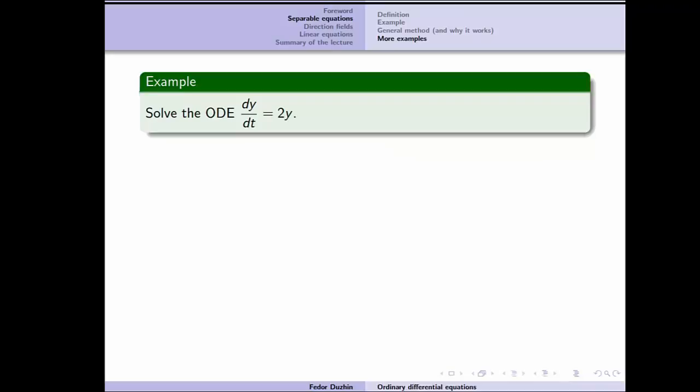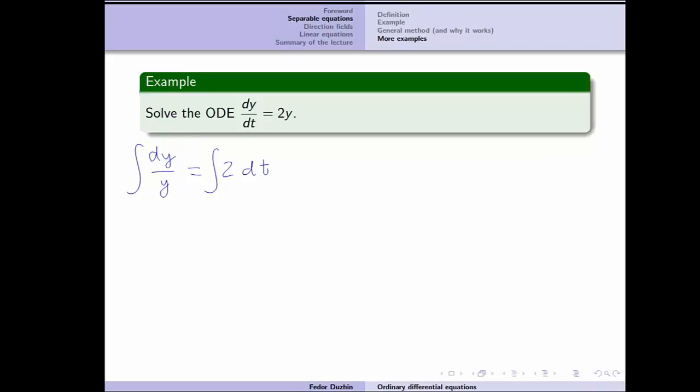Alright, so again, we have our separable differential equation. So the first step is to separate the variables. So we move everything with y to the left-hand side and everything with t to the right-hand side. So we're going to get dy over y on the left equals 2 dt on the right. So the next step is to introduce integration.